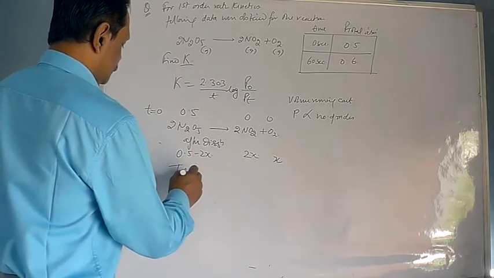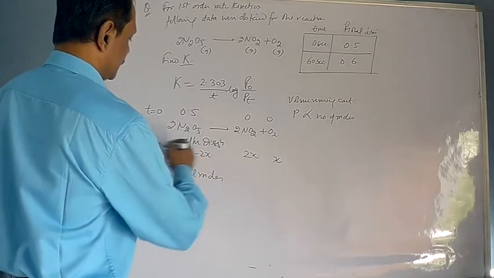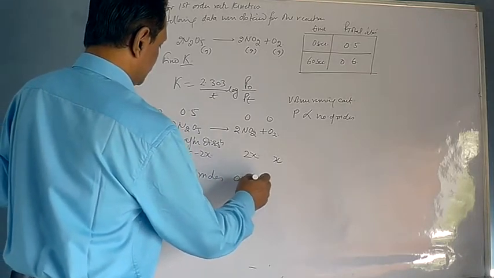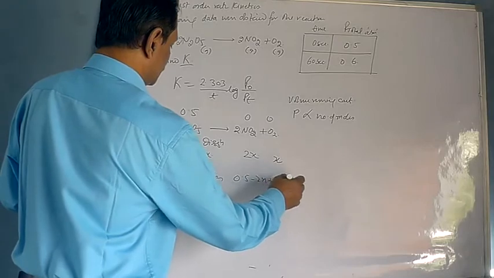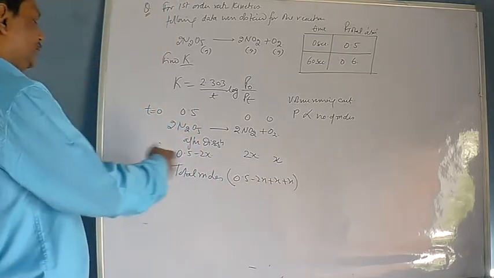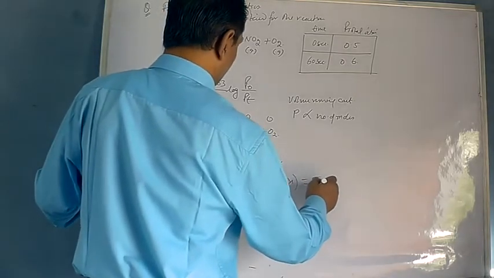Let us find out total moles. Let us add up all: 0.5 minus 2x plus 2x plus x. And we all know total moles will always be proportional to total pressure.